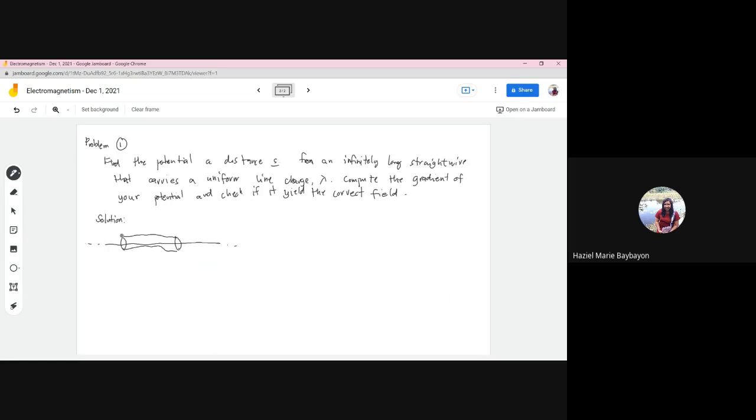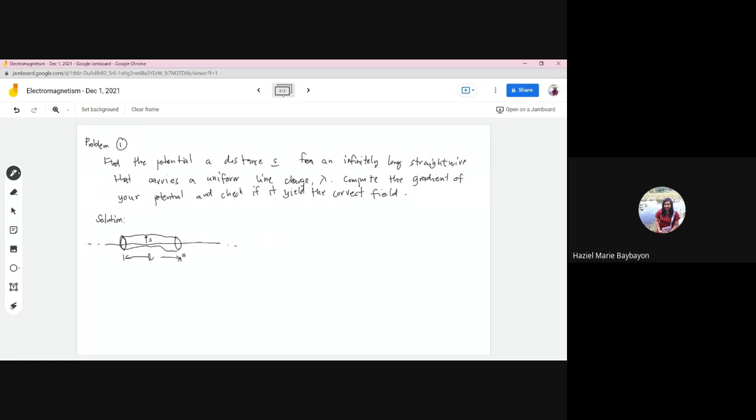And then this has cylindrical symmetry. So we drew a Gaussian surface with radius s. So it has a radius s and a length L. So take note that your system is an infinitely long straight wire. So it seems useless if our reference point, if we take our reference point to be infinity. Okay, so we cannot do that.